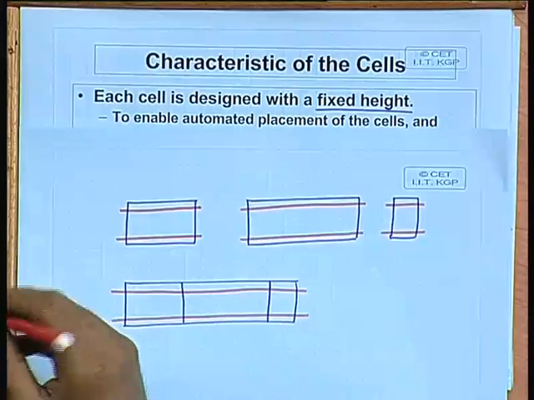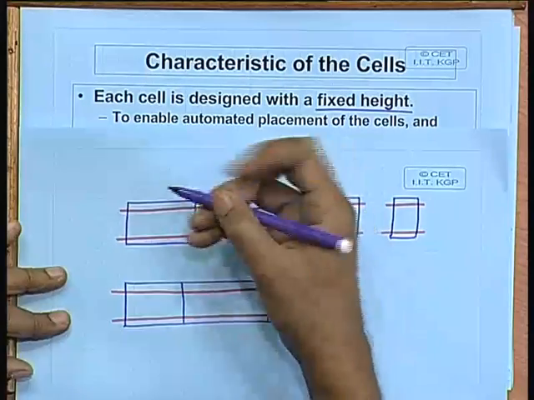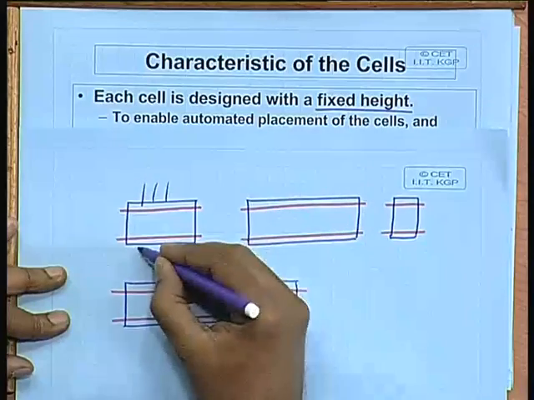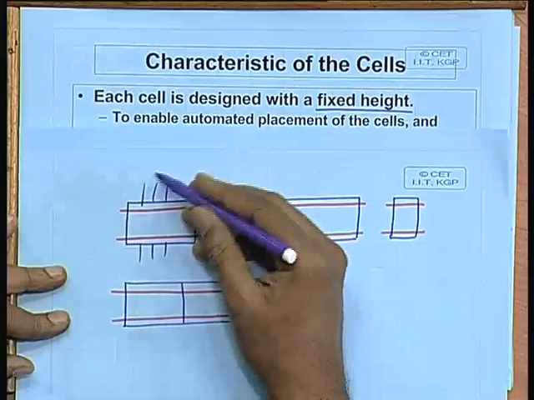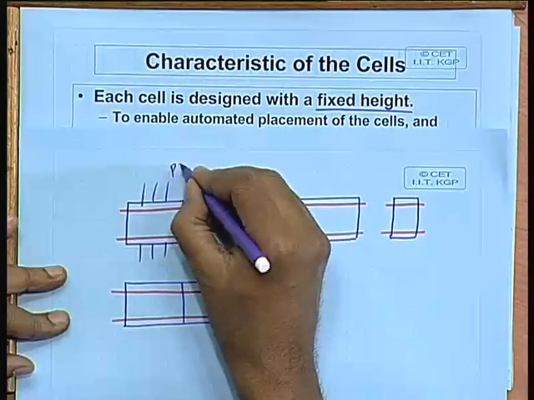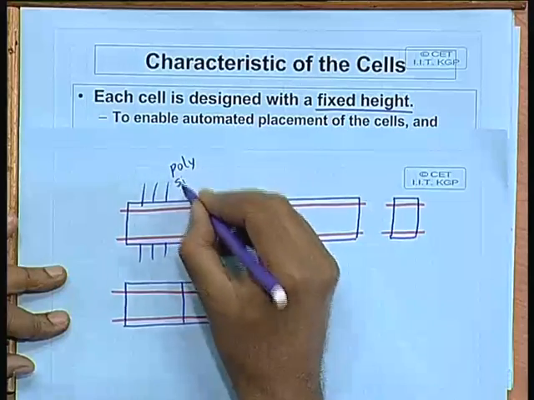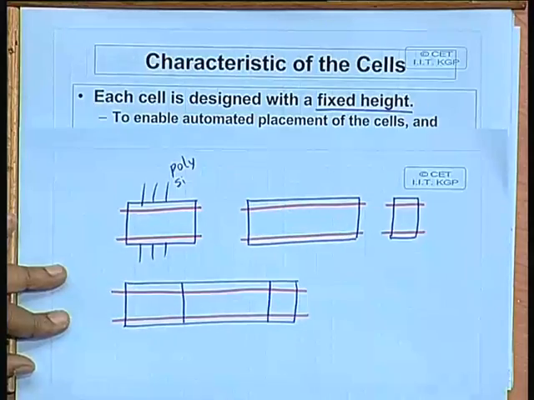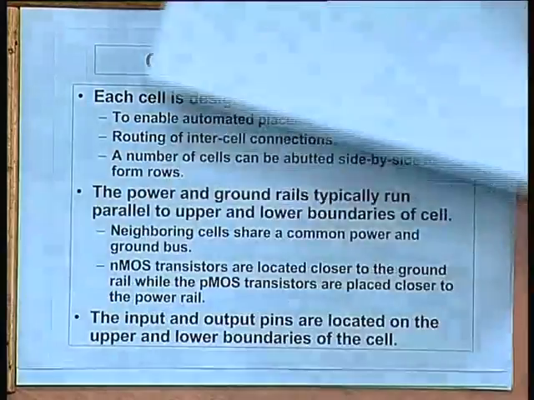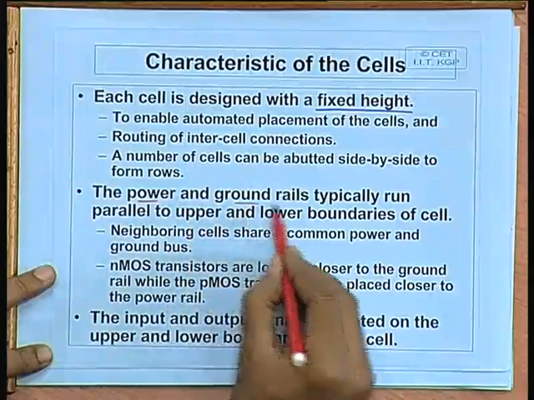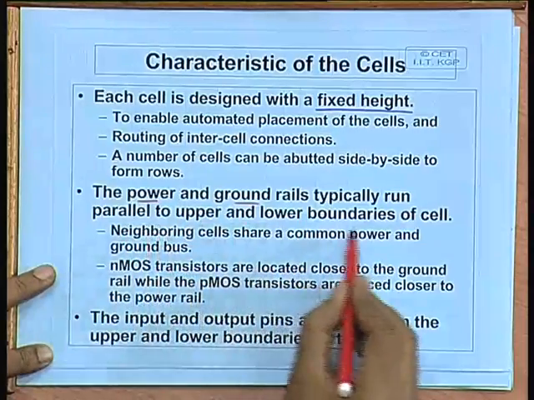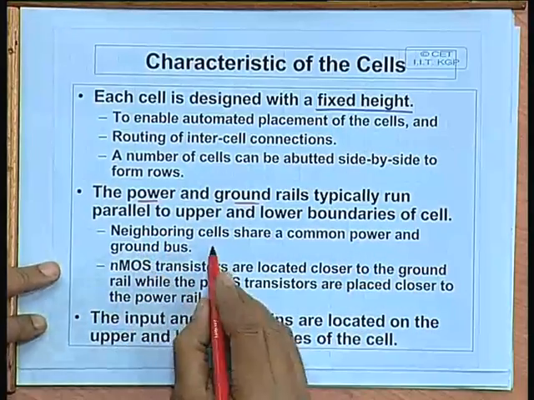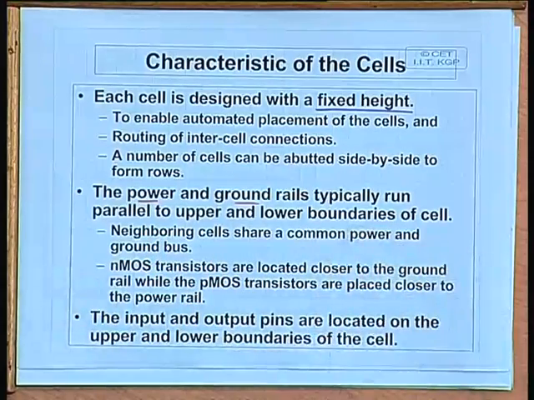And the input output pins of these chips are available on both sides like this, and they are typically available on polysilicon layer or on a second level of metal if it is available. Fine. So, this I have just mentioned, the power and the ground rails typically run parallel to the upper and lower boundaries, so that the neighboring cells can share that bus.